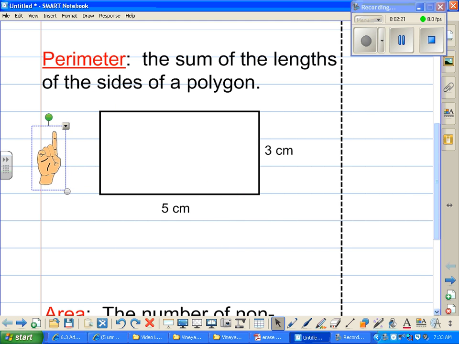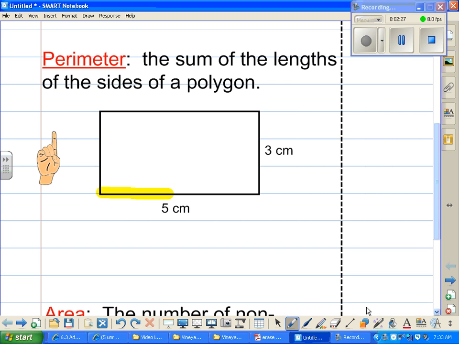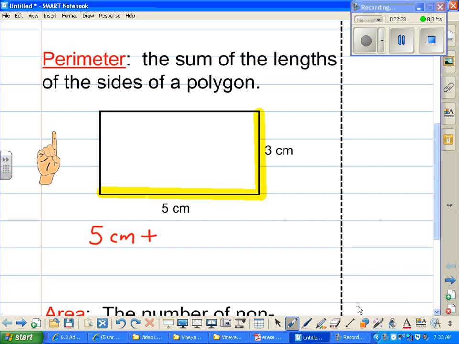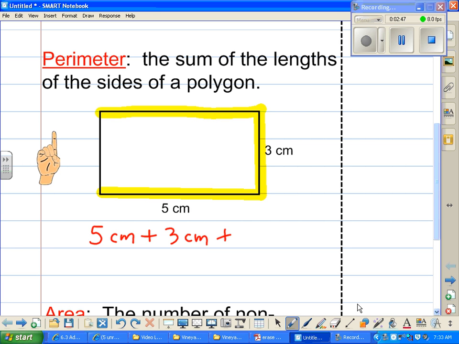Okay? Notice how there are 4 sides, and so there are 4 numbers to add. And so I would start by adding this here, the 5 centimeters, 5 centimeters. Then I would also add the 3 centimeters here, 3 centimeters there. And then I would also add, what would be the length of this here? That would actually be the same as the 5 centimeters in the bottom, because they are parallel lines, and so they do have the same equal distance. And so that would also be 5 centimeters, which I need to add here, 5 centimeters.